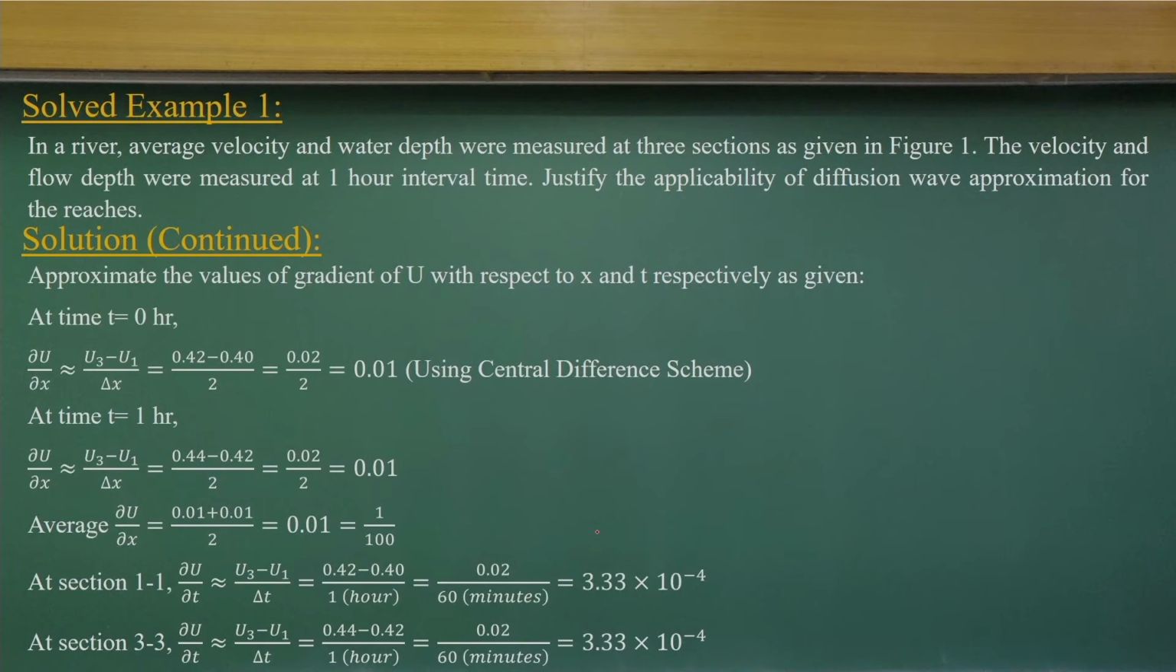Now, for the real river case, we try to find the gradient. Del u by del x is a gradient, and for that we follow the central differencing scheme. We know u3 minus u2 divided by delta x, here 2 meters, so I can compute the gradient. In the same way, at time t, I can find the gradient. So I can compute the average del u by del x with the central difference scheme.